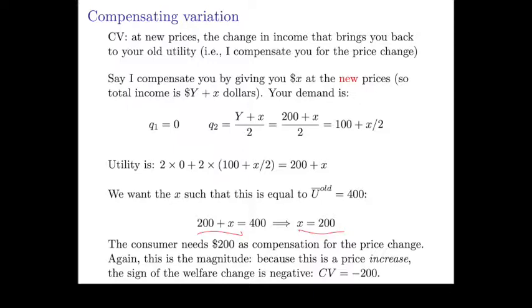Now remember, again, this is the magnitude of the compensating variation. It's always best to calculate the magnitude, don't worry about the sign, and then once you've calculated the magnitude, think, okay, is this a negative or a positive number? Remember, this change we know makes the consumer worse off. The price went up. The consumer's not going to be better off. So the compensating variation is going to have a negative value. So the compensating variation is going to be minus 200.